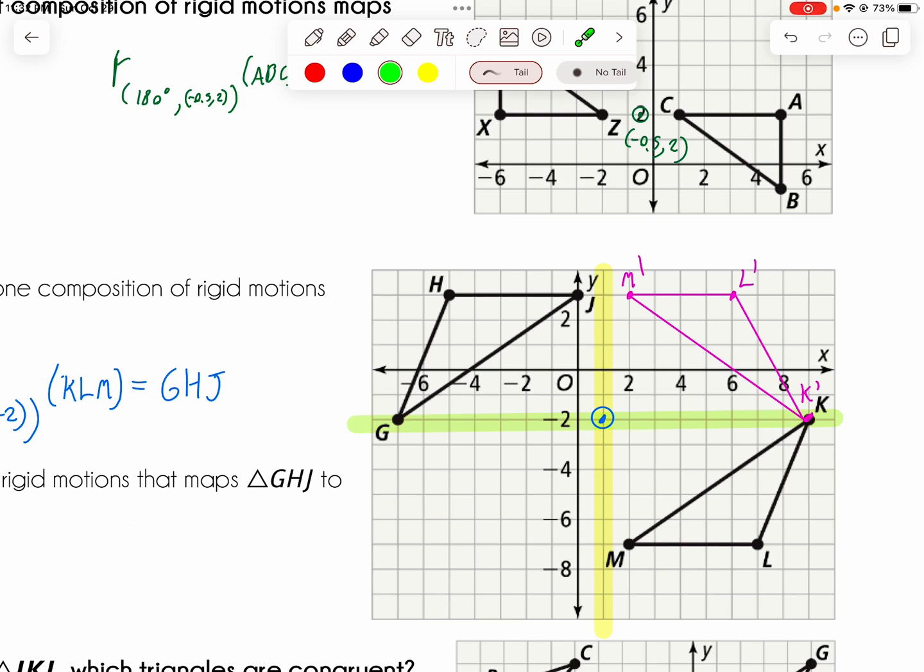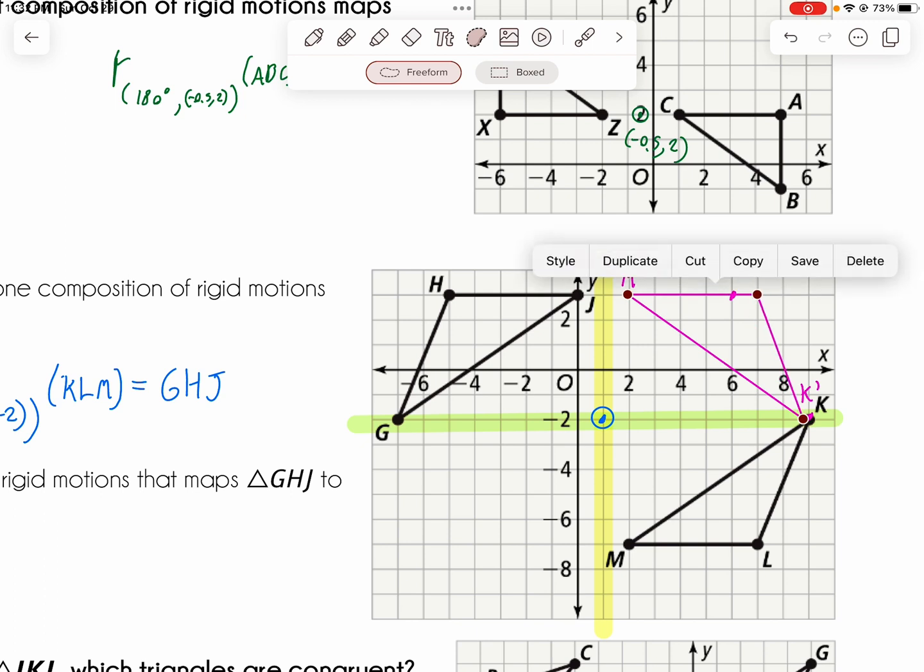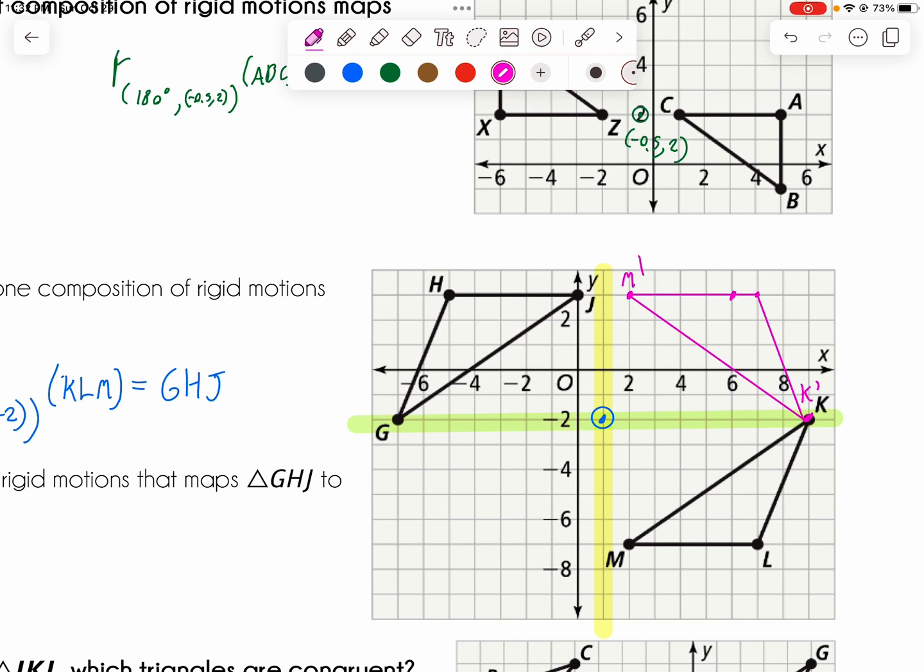Oh, I actually made one mistake earlier. L should be 1 unit further. So let me go ahead and take that and switch back to that pen. This is L prime. So L reflects to H and K will reflect to G.